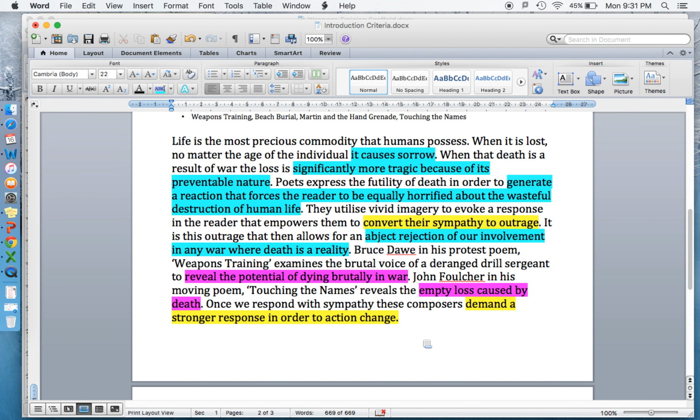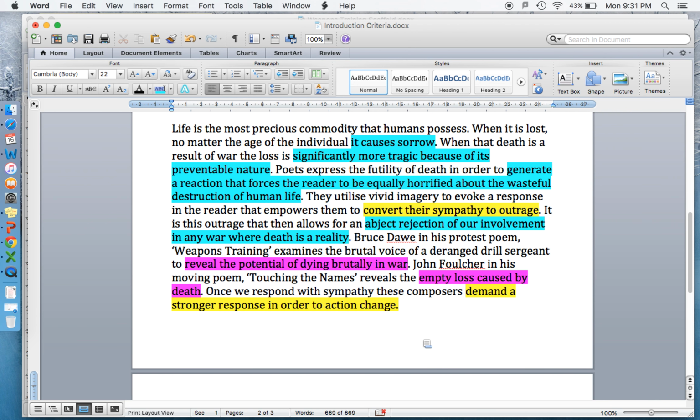commodity that humans possess. When it is lost, no matter the age of the individual, it causes sorrow. Okay, talking about impact. When that death is a result of war, the loss is significantly more tragic because of its preventable nature. Poets express the futility of death in order to generate a reaction that forces the reader to be equally horrified about the wasteful destruction of human life. So you see, all of that stuff is about impact, and starting to build towards this thesis. They utilize vivid imagery to evoke a response in the reader that empowers them, that's us as the reader, to convert their sympathy to outrage.